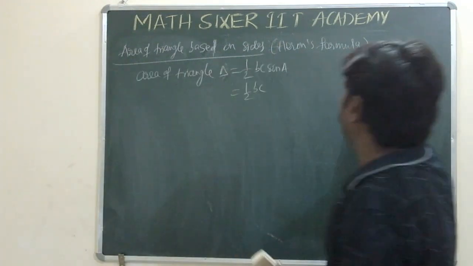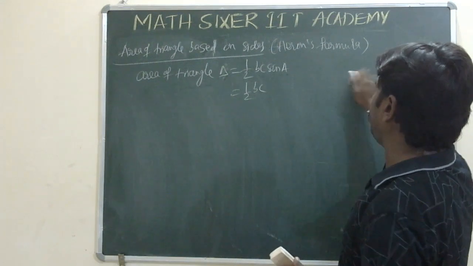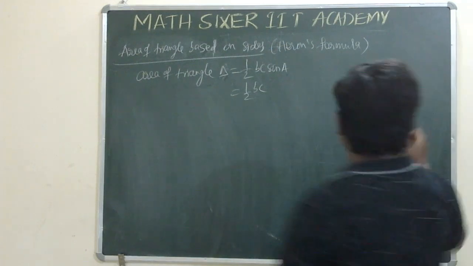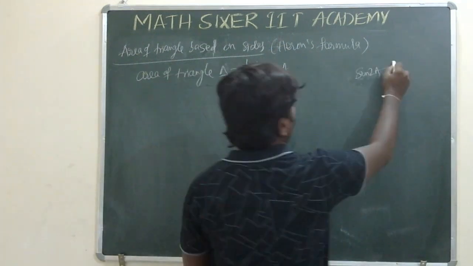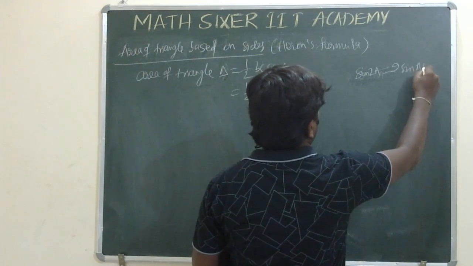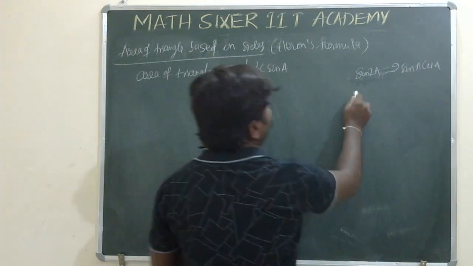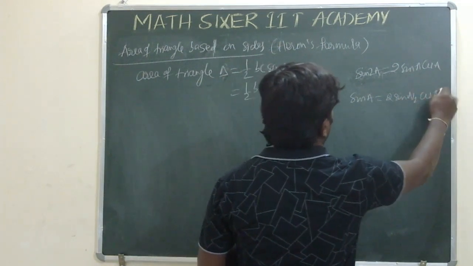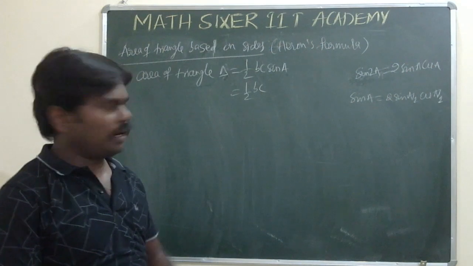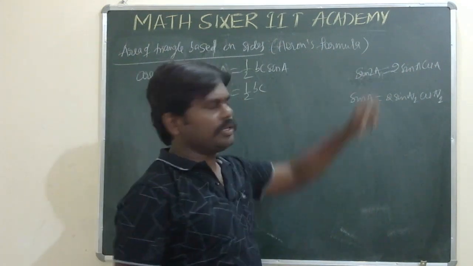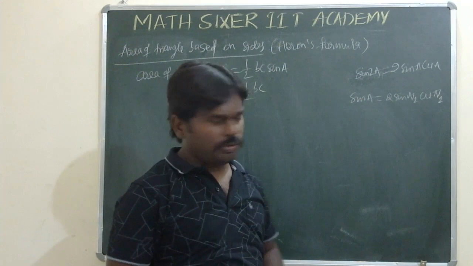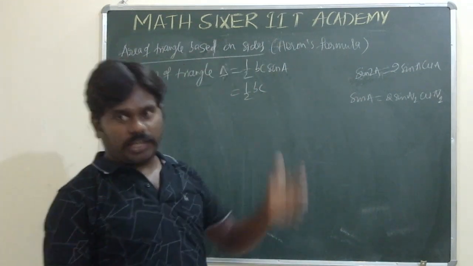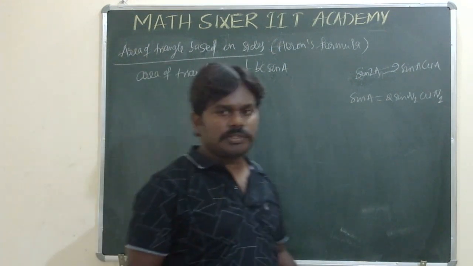So actually here sin A, actually sin 2A. Sin 2A formula: sin 2A is equal to 2 sin A cos A. So sin A is equal to 2 sin A by 2 cos A by 2. Already we have discussed this also. Sin 2A is equal to 2 sin A cos A, and also sin A is equal to 2 sin A by 2 cos A by 2. So now I am going to write the sin A value as 2 sin A by 2 cos A by 2. Why? Just now we have derived sin A by 2 and also cos A by 2 in the previous video.